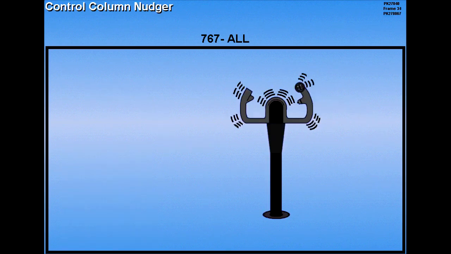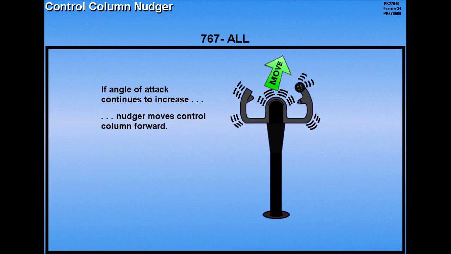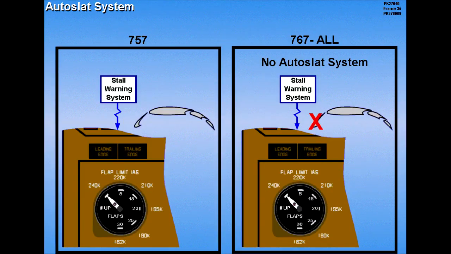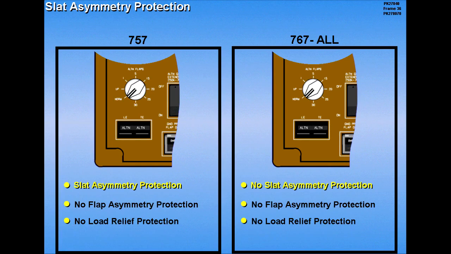On the 767, if the angle of attack continues to increase after the control column shakers activate, a control column nudger will move the control column forward. The 767 does not have an auto slat system. When the alternate flap system is used, slat asymmetry protection is not provided on the 767.